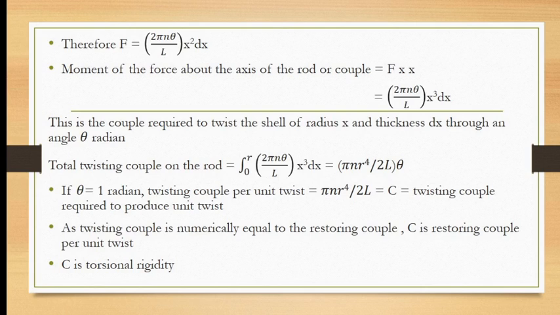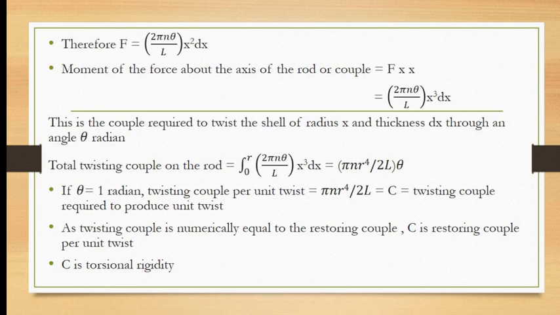Now the integral of x³ is x raised to 4 by 4, and you can give the limit as r and simplify it, and will get the value of total twisting couple as πnr⁴ by 2L into θ. So this is the total twisting couple on the cylinder, which is the couple required to twist through an angle θ.